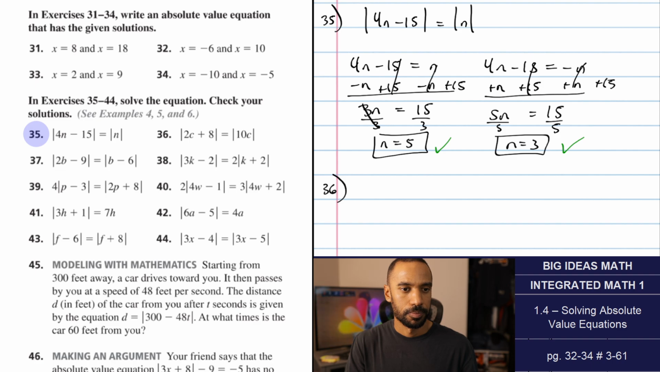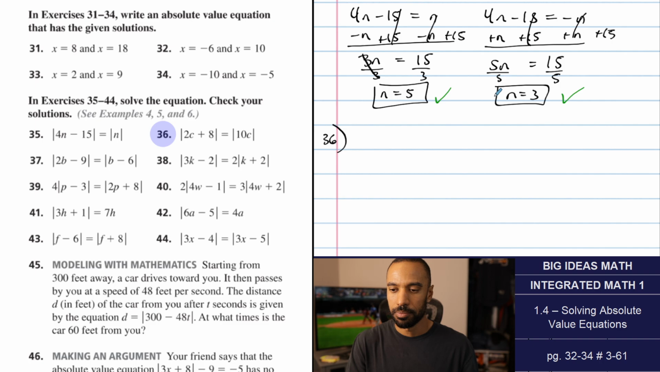Number 36. Absolute value of 2c plus 8 equals absolute value of 10c.